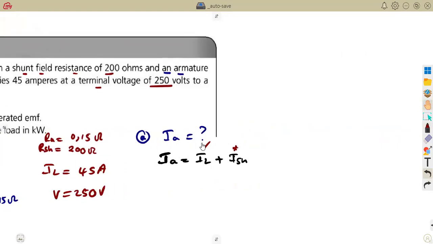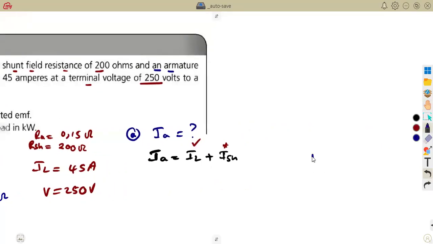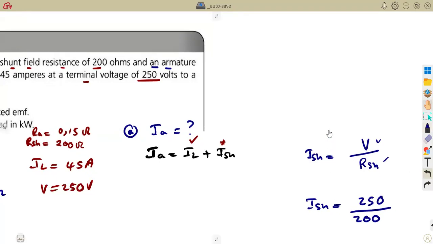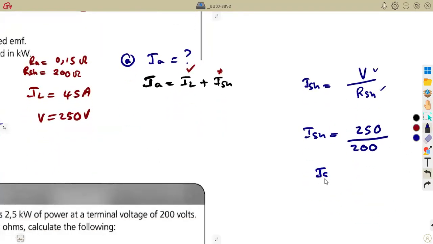So remember what I said. The shunt current was going to be obtained from the terminal voltage over the resistance of the shunt field. So there we have everything. The voltage is there. The resistance of the shunt is there. So it's just substituting. What is our voltage? 250 over the resistance of the shunt, which was 200 ohms. So with this, substituting our values, we're going to obtain the current that is affected by the shunt. And that was going to give us 1.25 amps.